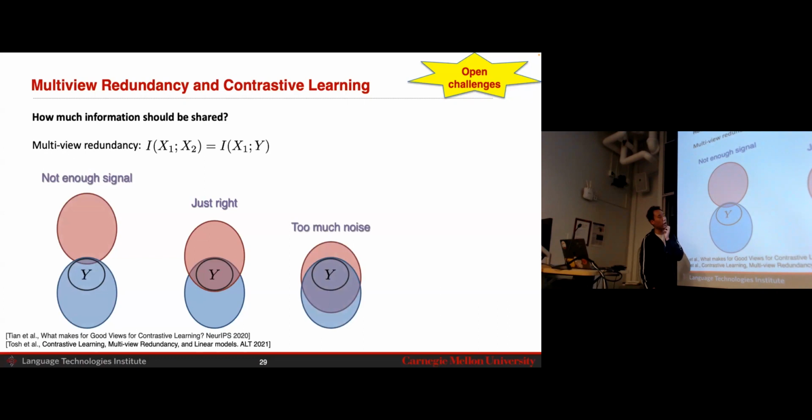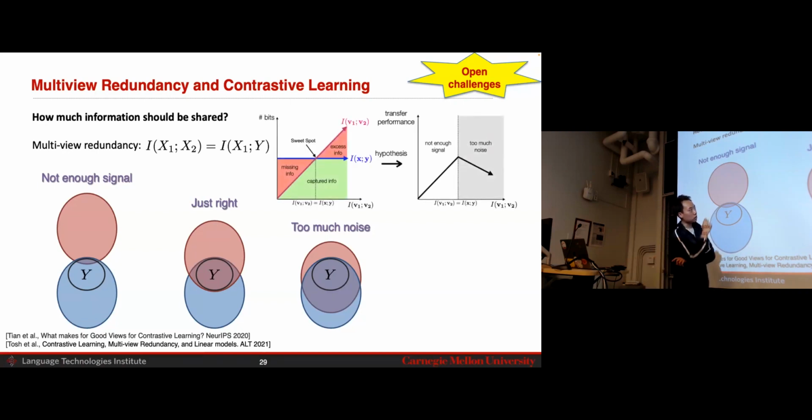You could have settings where you have too much information, where your information overlap is much more than the information actually required for the task. If that happens, then contrastive learning or your coordination learning is going to learn much more information than required for the task. A lot of that information is going to be unnecessary.